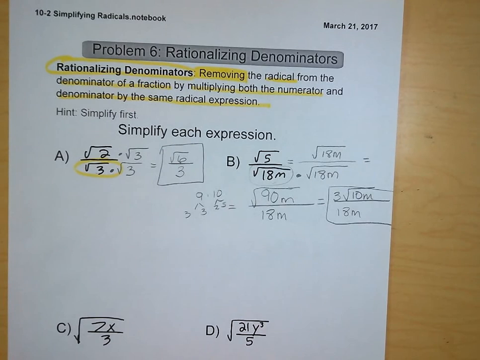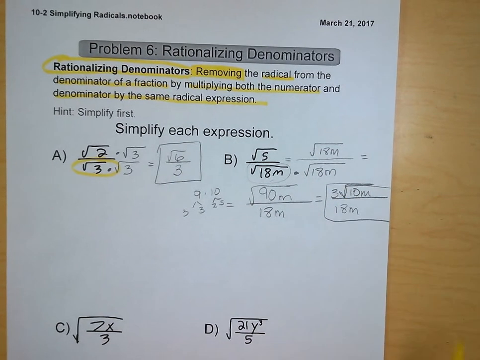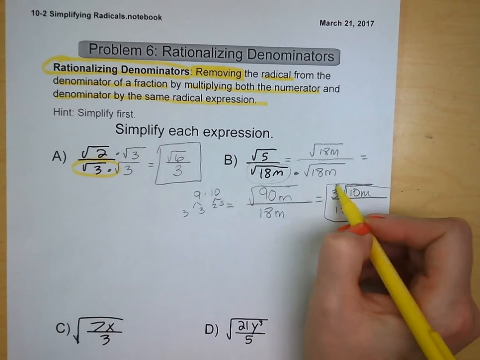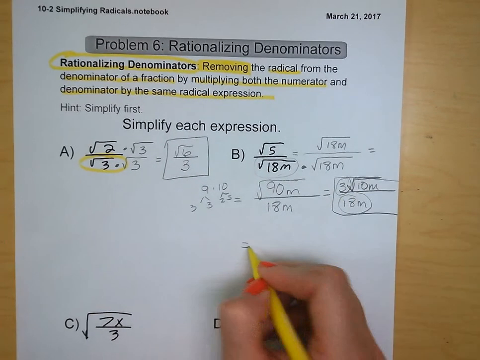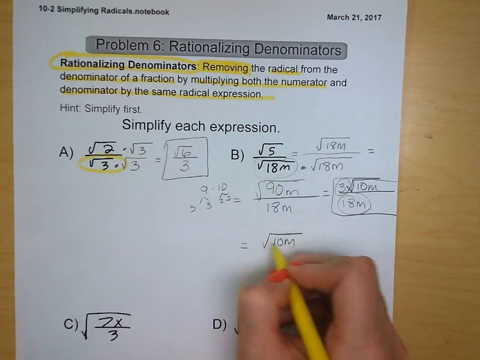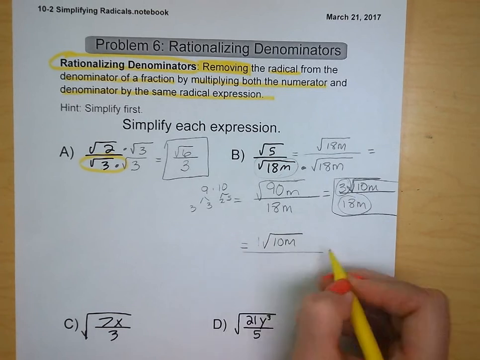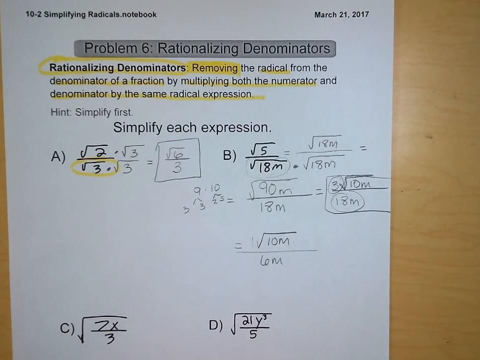Can we reduce that any further? No. This is underneath the radical. But can we reduce things outside the radical? We can! Yay! So 3 divided by 18, we have the square root of 10m over 6m. Okay, so make sure you look at those coefficients that are on the outside to see if they can be reduced at all.